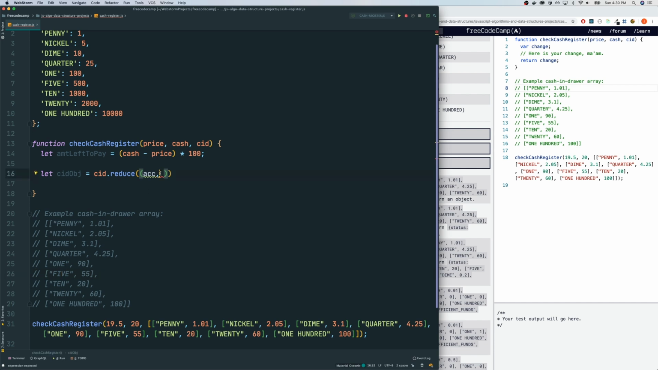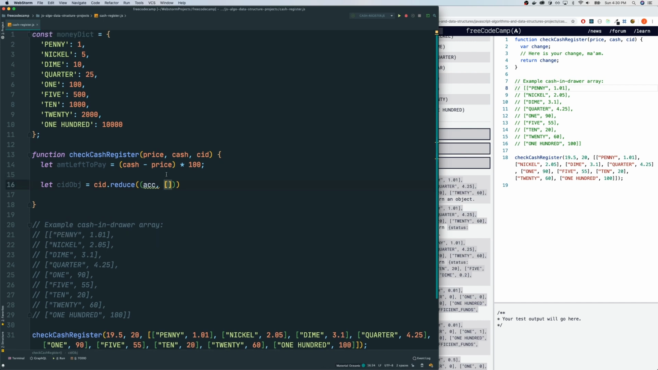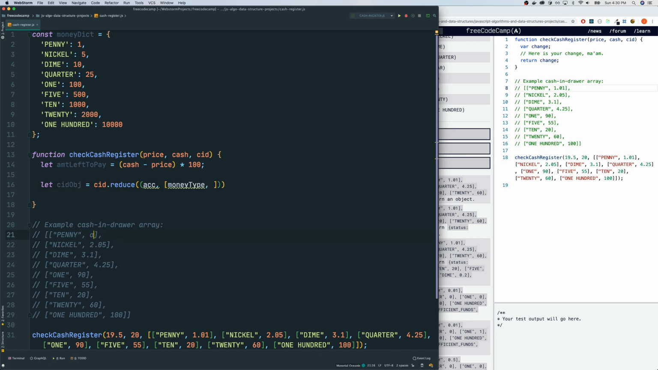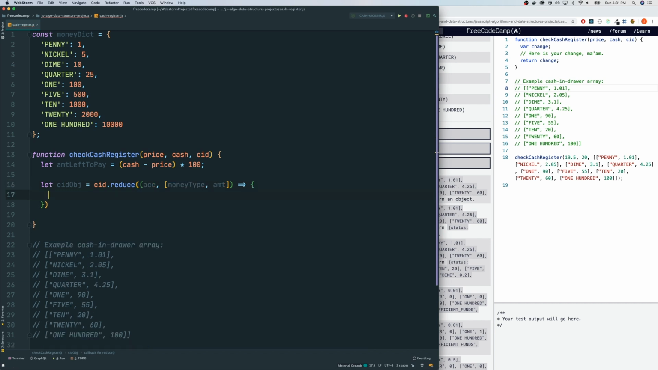So we could destructure that right away, as a matter of fact. Put in an array here. We're going to destructure this value here. We're going to store that under the variable name, what should we call it? The money type. How about that? Money type. And the next value we know is the amount. Like so. Now this will be an arrow function, like so.